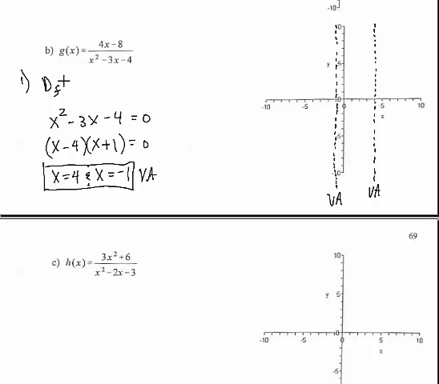That tells us that the domain is negative infinity up to negative 1, and we skip negative 1. We want the numbers in between on the x-axis, so from negative 1 to 4. Skip 4, and then any number past 4 to infinity. So there's our domain.